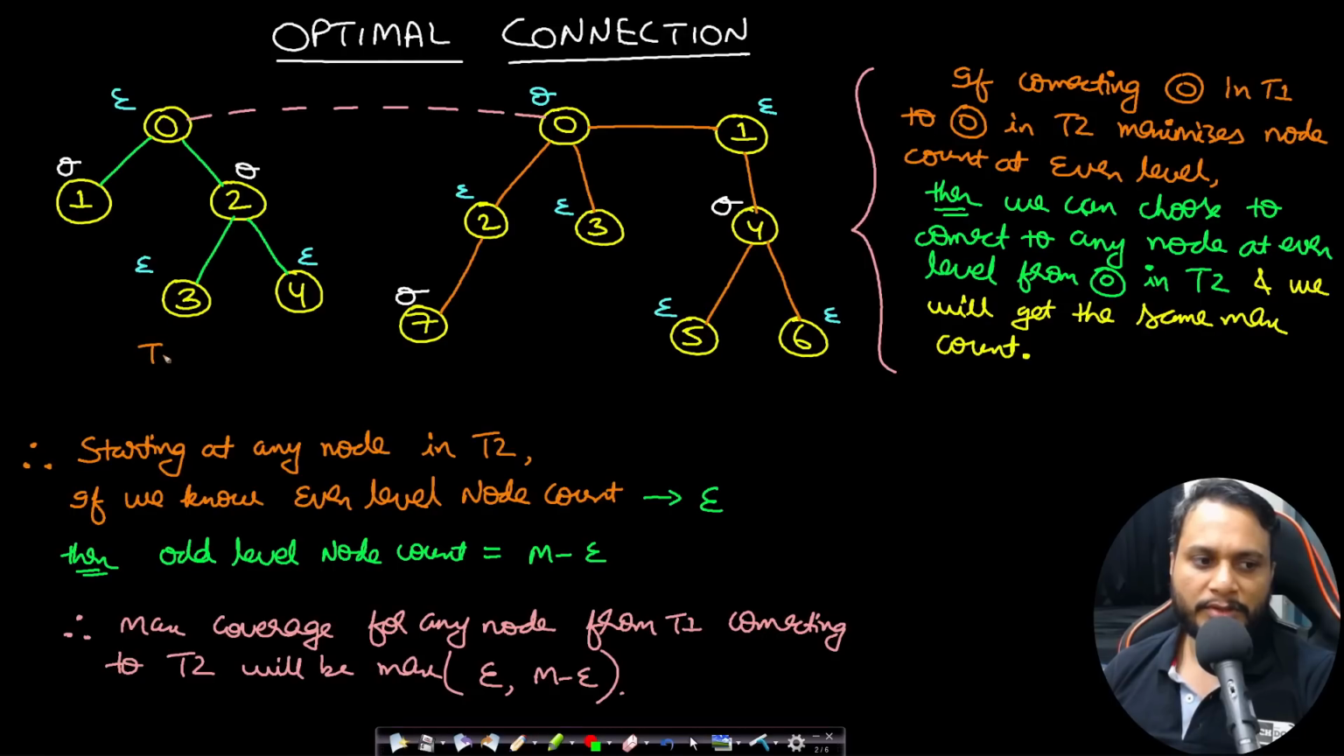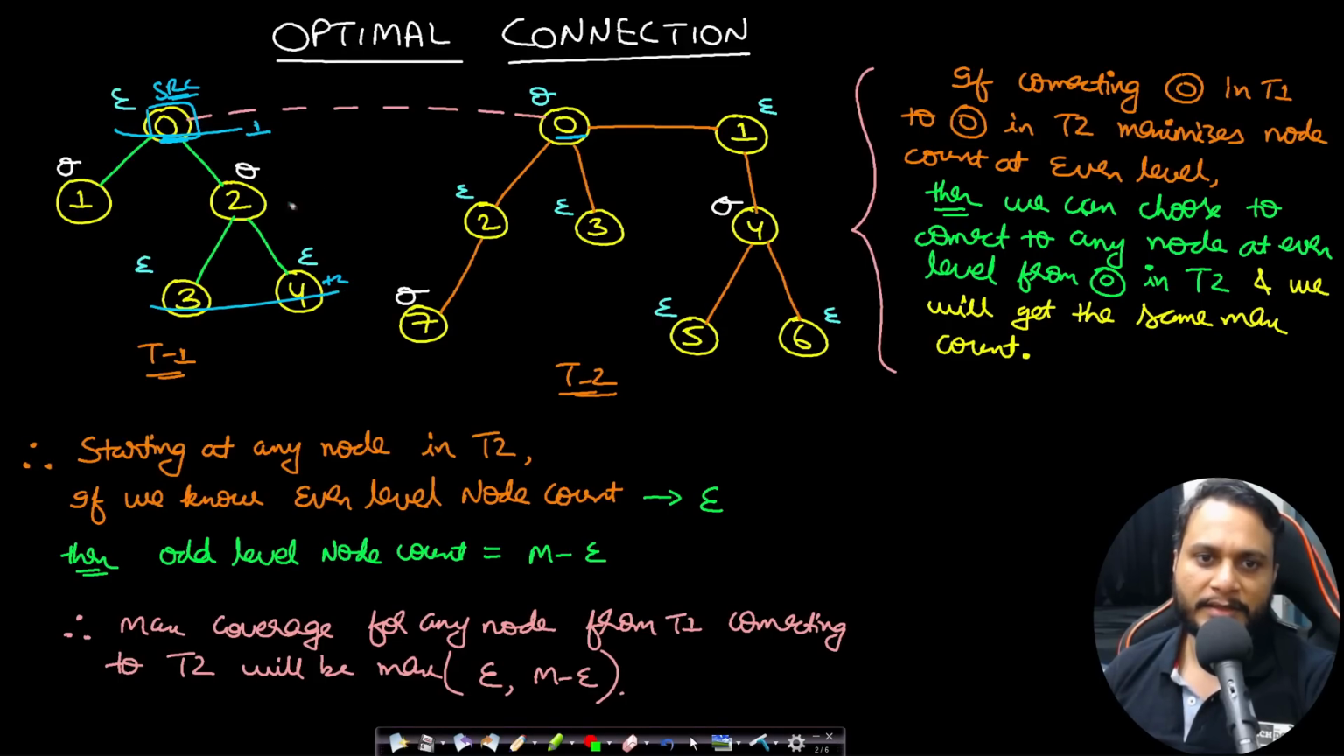Now if you assume this to be tree 1 and this to be tree 2, then how will you know what is the optimal connection for this node 0? So let's pick this node 0 to be the source node for our first iteration. And let's say this 0 gets connected to this other 0, then whatever count you get, what is that count? It is equal to, here you get 1 and here you get +2.